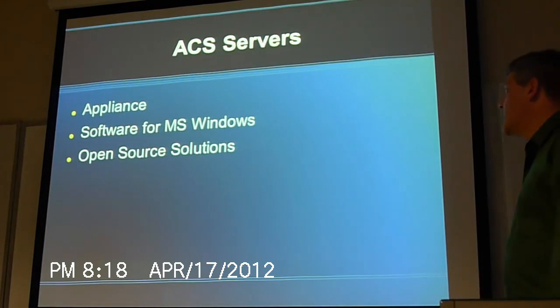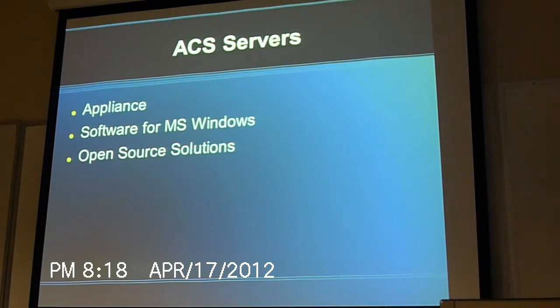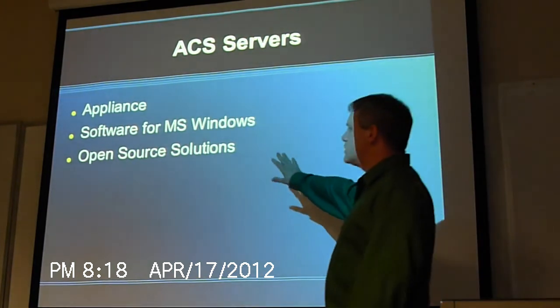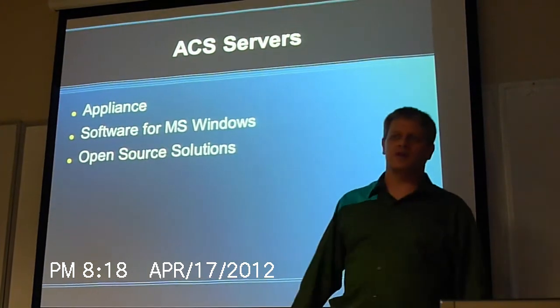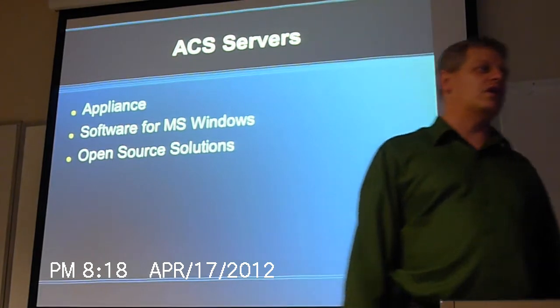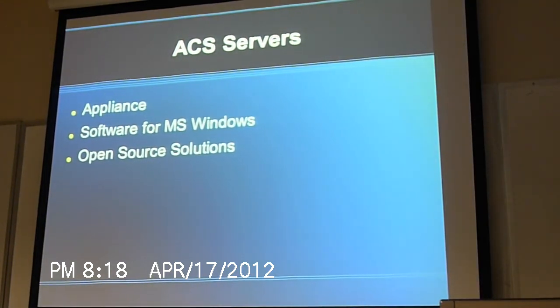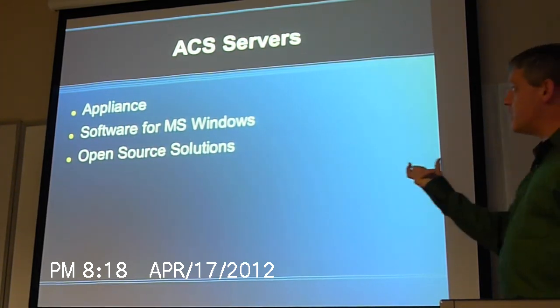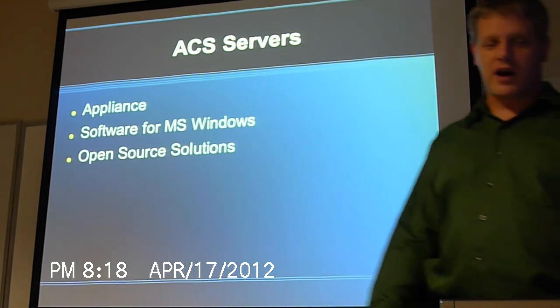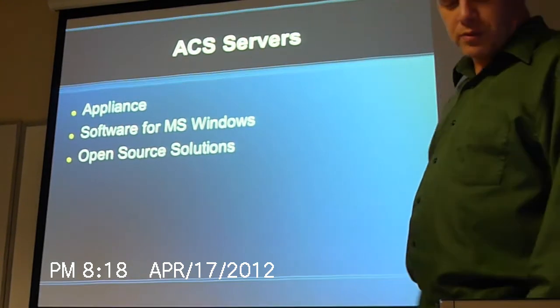All right, let's talk about ACS a little bit more in depth. So, ACS comes in a few different flavors, not just Cisco. Okay, you can have open source solutions like a Radius server. You can set up a Radius server on a Linux platform, and it can be an access control system. All right, there's software that is in Microsoft Windows. And then there are appliance-based systems that are made by companies like Checkpoint and Juniper and Cisco.